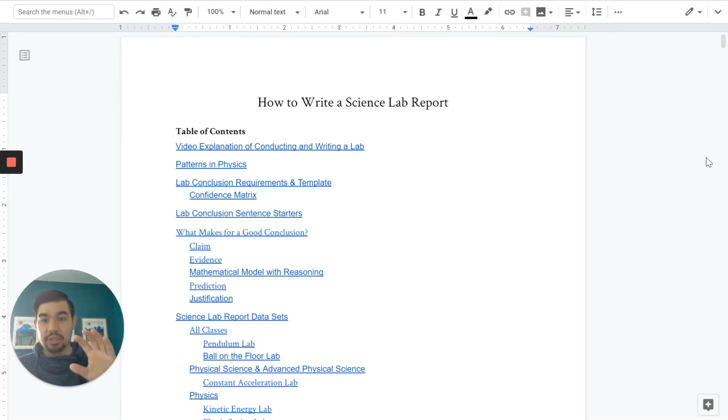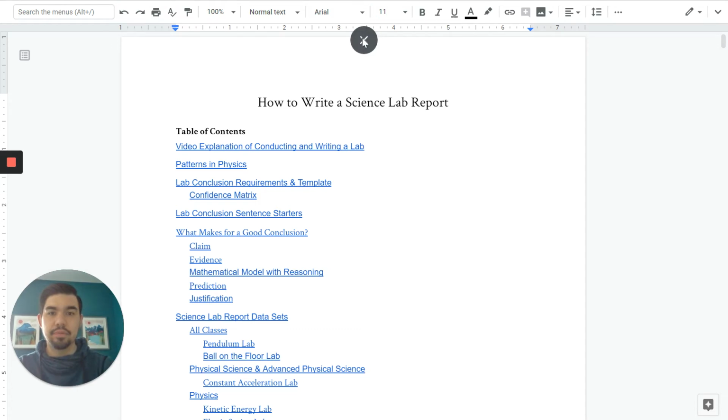I also created this guide here, how to write a science lab report. I'm going to put the link in the description below. You can also find this guide in your Canvas resources section. All right, so I broke it down with a little table of contents here, but we're just going to go through and figure out step by step what we're supposed to do with writing a lab report.